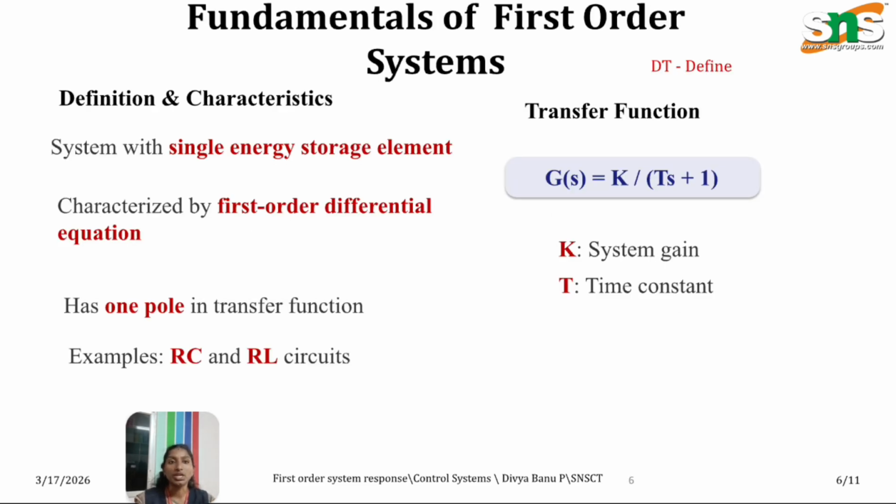Coming to fundamentals of first order systems. The power of s makes the order of the system. Definition and characteristics: a system with a single energy storage element is called a first order system, which is characterized by a first order differential equation and has one pole in the transfer function. G(s) = K/(Ts + 1), where K is the system gain and T is the time constant. This is the example for a first order system.